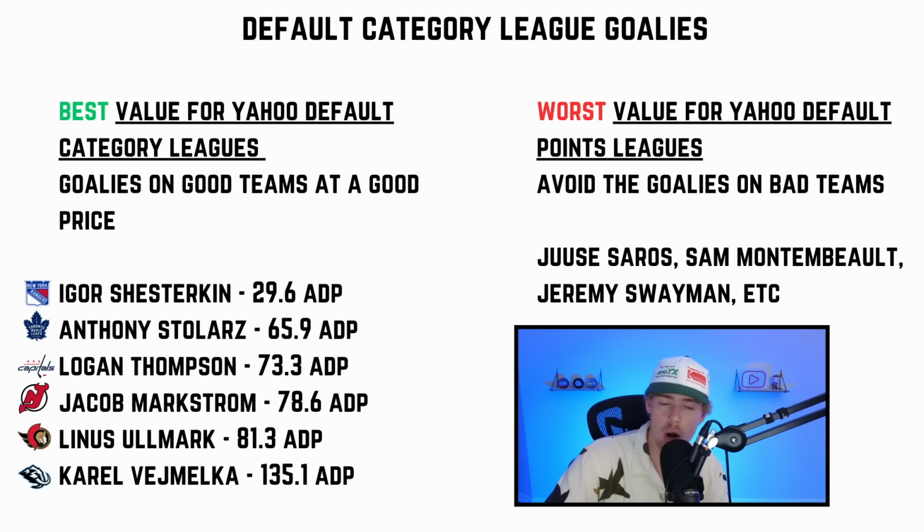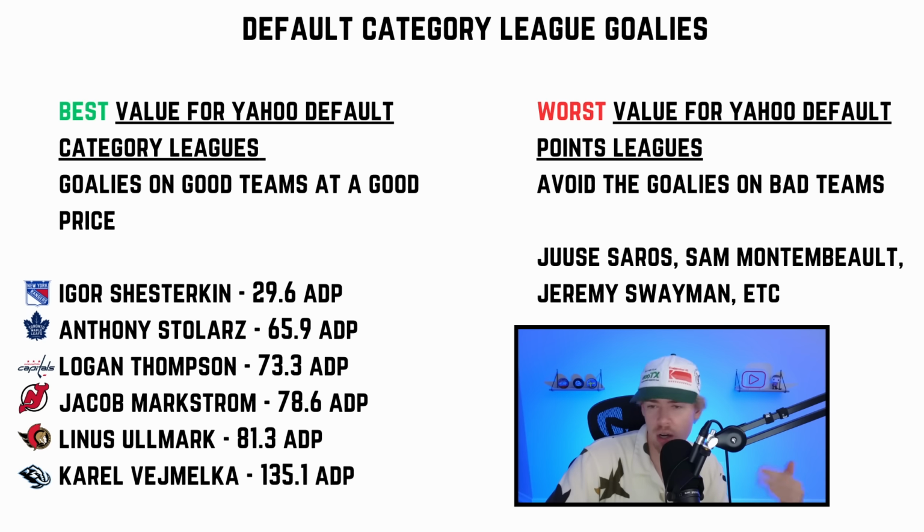I think Anthony Stolarz is solid. Logan Thompson as well should have really good numbers. Jacob Markstrom, Linus Ullmark, and then Karel Vejmelka might be a little bit shaky with the goals against average and save percentage, but I do think at this price, it's like, what do you have to lose, right? He could rack up a lot of wins, and you never know. Maybe he has a solid save percentage.